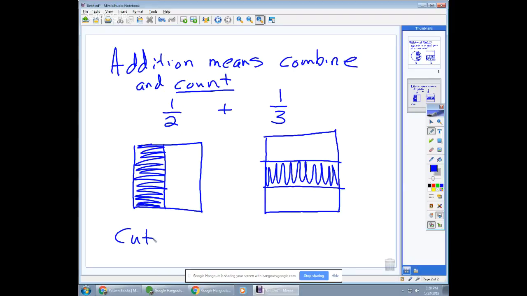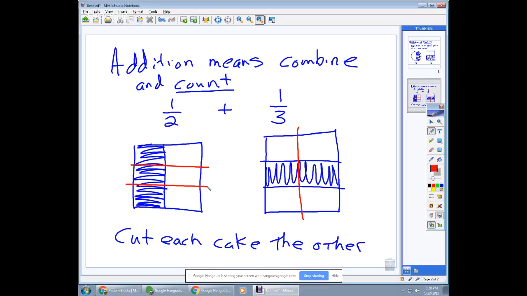Recut the cakes. Cut each cake like the other. So I'm going to pick a new color. I'm going to take the thirds cake and cut it in half vertically like the other one. And I'm going to take the half cake and I'm going to cut it in thirds horizontally like the other cake. Now, what can I say here? Well, I do have a bunch of pieces that are all now the same size.